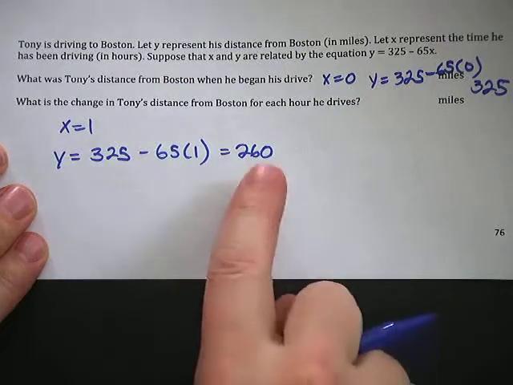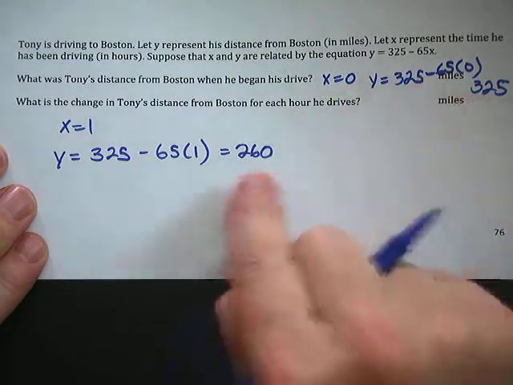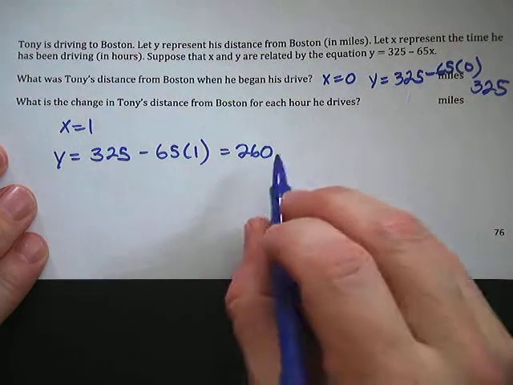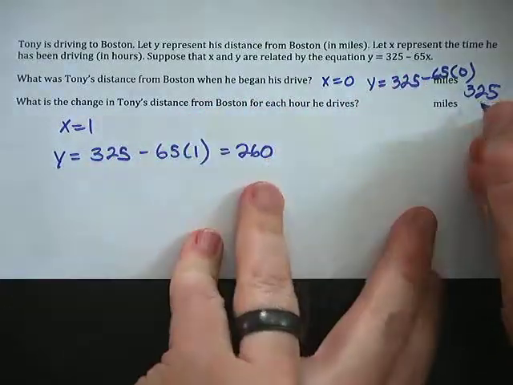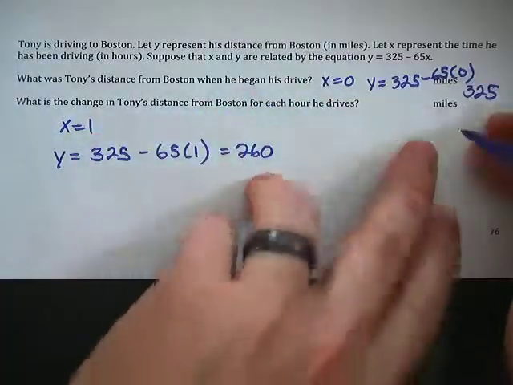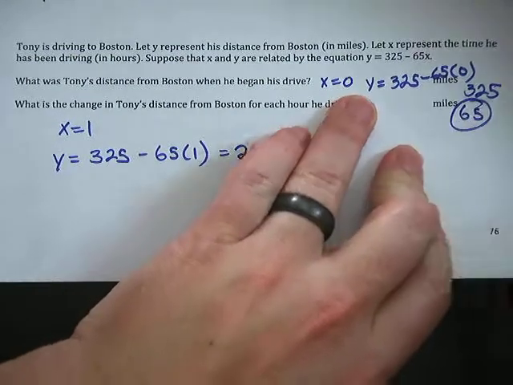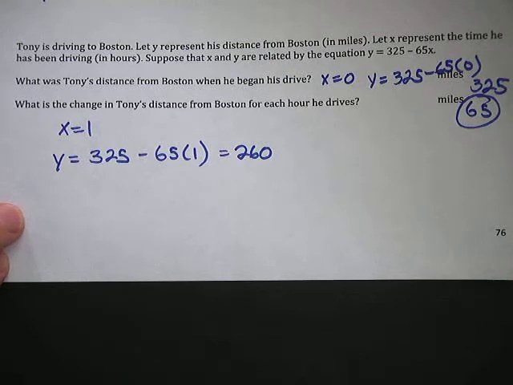If you look at the difference between at 0 hours and at 1 hour, 325 minus 260 is 65. So what is the change in Tony's distance from Boston each time he drives? It's 65 miles. Since it says distance, we're going to leave that as positive, because distance cannot be negative.